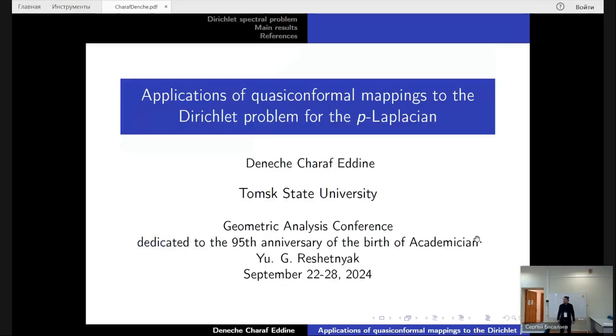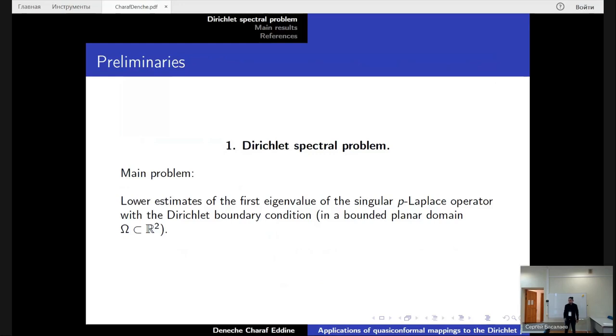Application of quasi-conformal mapping to the Dirichlet problem for the P-Laplacian. We prove the lower estimates of the first eigenvalue of the singular P-Laplace operator with the Dirichlet boundary condition in a bounded planar domain omega in R2.